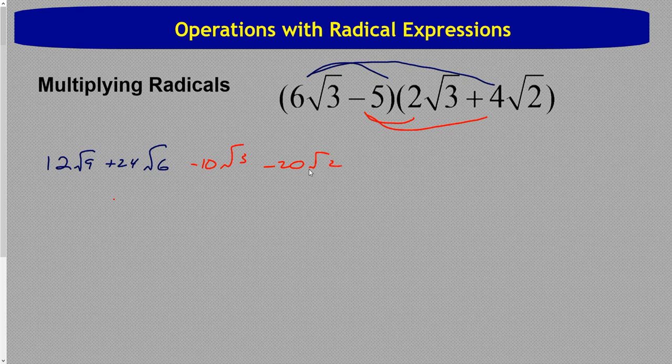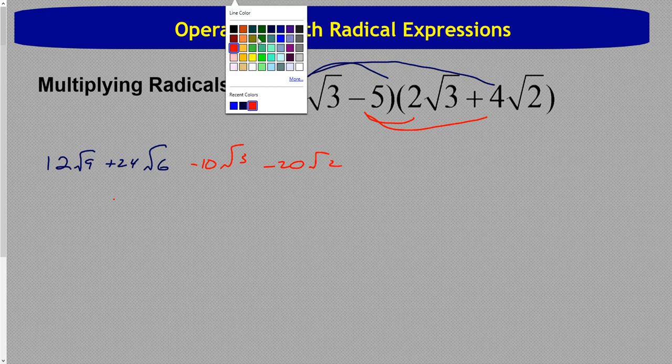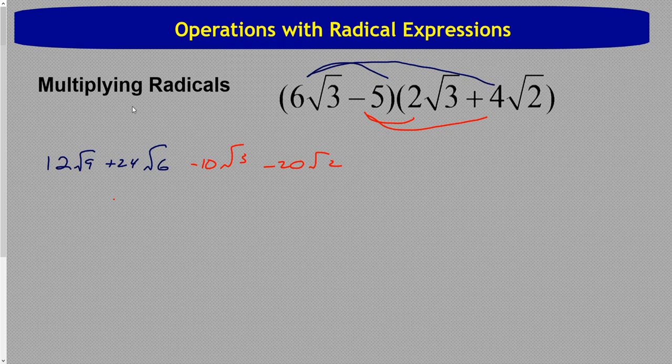So now we've got to go back and look at our like terms, figure out what's the same and what isn't. I'm going to simplify everything that I can. Square root of 9 is just 3. That's 3 times 12, so that's 36. Square root of 6 I can't do anything with, because 2 and 3 are the only factors, and neither one of those is a perfect square. So I'm going to leave this as 24 root 6, minus 10 root 3, minus 20 root 2.